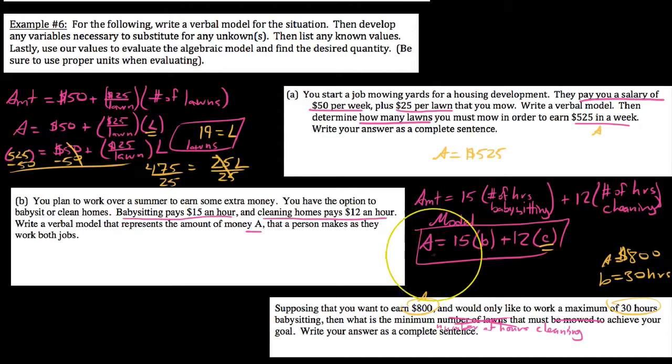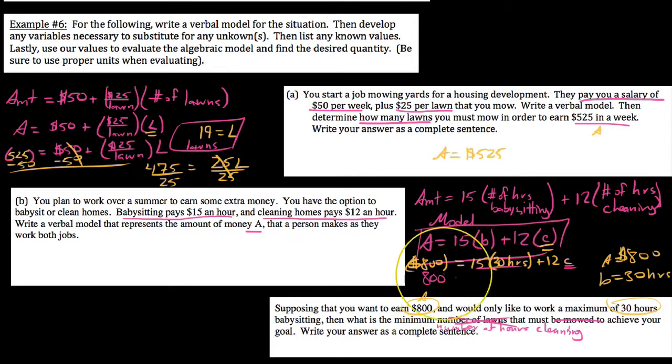Now we're going to evaluate this expression. I have $800 equals 15 times babysitting, which is 30 hours, plus 12 times C. And now we would solve this equation for C. That's further than we should be on this video, but this is how you set up and evaluate verbal models. We're going to go ahead and finish this one.